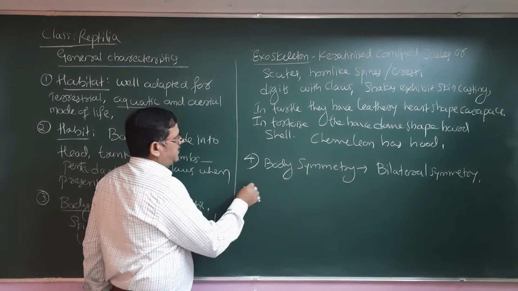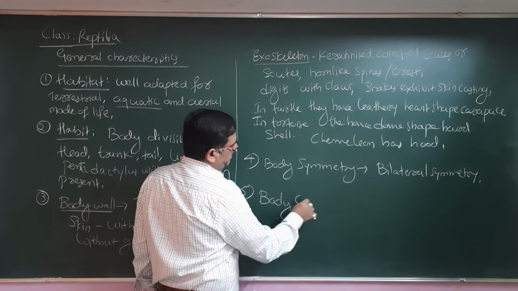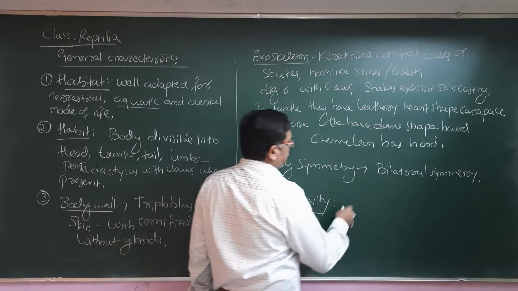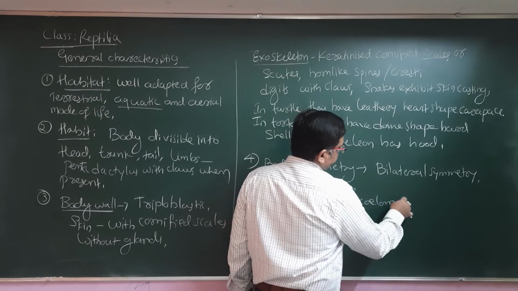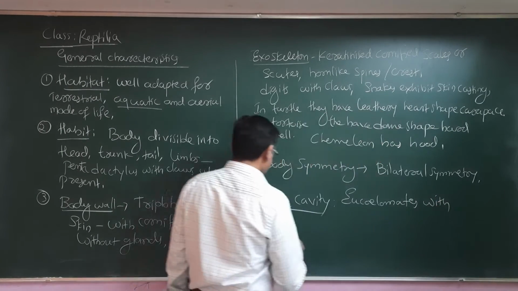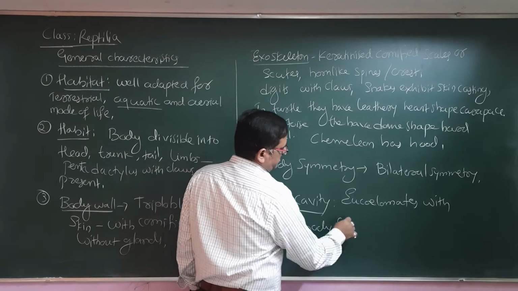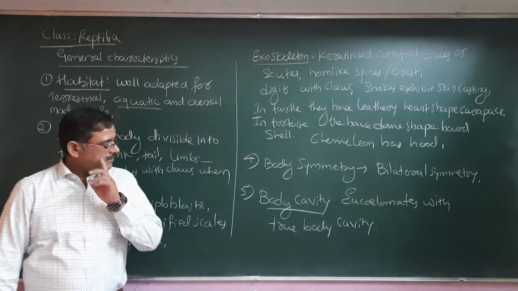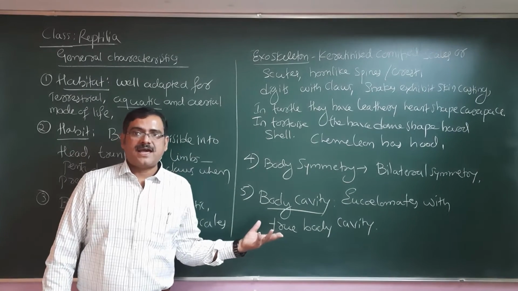And then number 5, body cavity. What kind of body cavity do they have? They are mainly eucoelomates, with a true body cavity. Okay, so this is what we talk about, the external features of the reptiles as such.